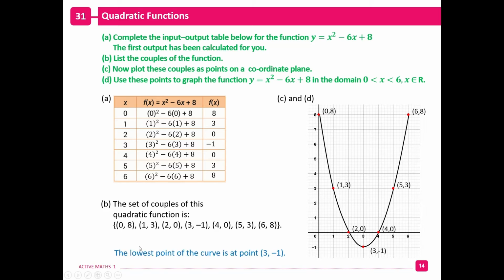Now you might be asked certain questions. Notice that we discussed that (3, -1) is the lowest point of the curve. Now that means that it's the function's minimum point. If this function had been negative, so it was a frown rather than a smile, then we wouldn't have a minimum point, we would have a maximum. It would curve up and up until it got to a maximum point, and then it would curve back down again.